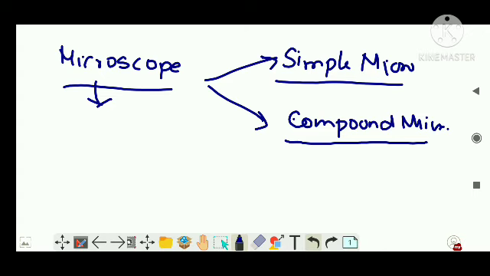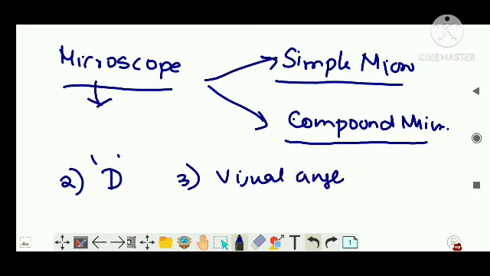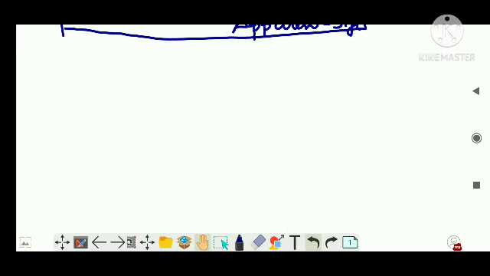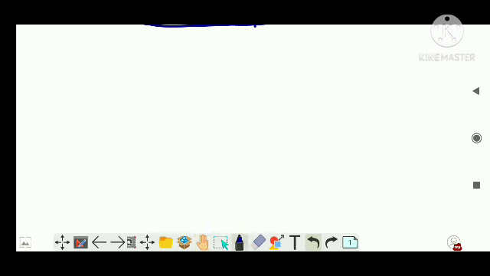So that the image is clear. And we have learned two terms. Remember, we learned the near point, which is represented by D, and the next topic, visual angle. We also had another topic related to visual angle, that is apparent size. These are all terms we learned in the human eye section before dealing with the microscope.